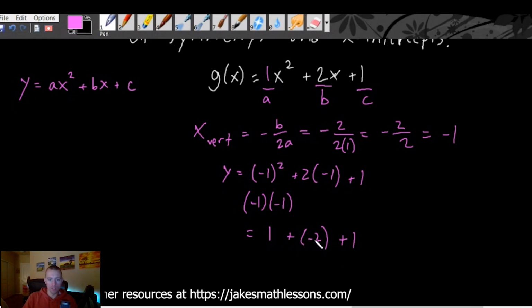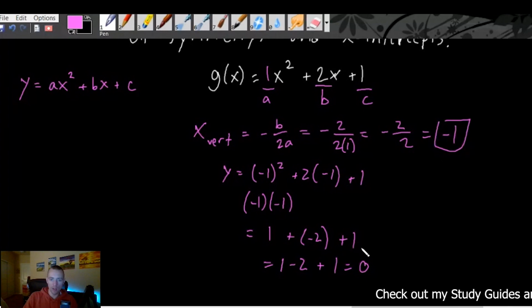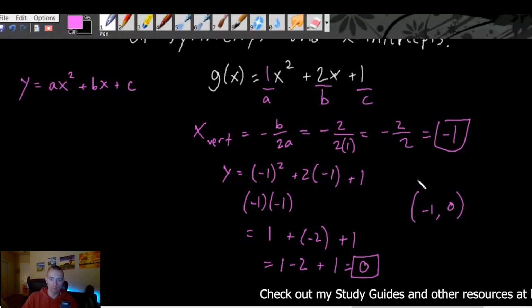1 plus negative 2 is like saying 1 minus 2 plus 1. 1 minus 2 plus 1 is 0. 1 minus 2 is negative 1. Negative 1 plus 1 is 0. So our x coordinate of our vertex is negative 1. The y coordinate of our vertex is 0. So our vertex is at negative 1, 0.